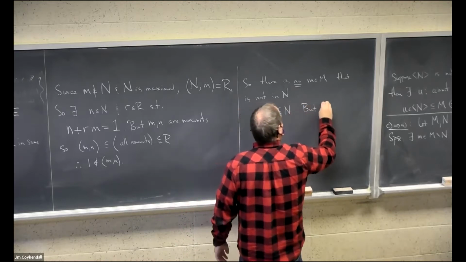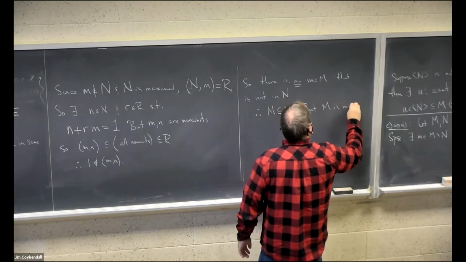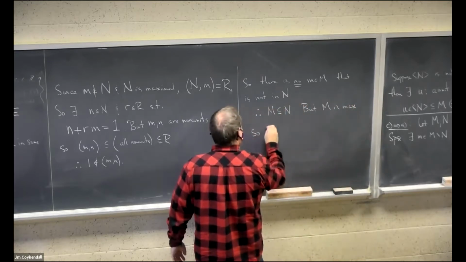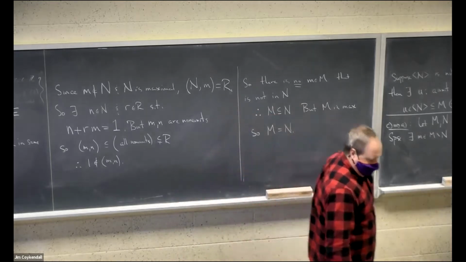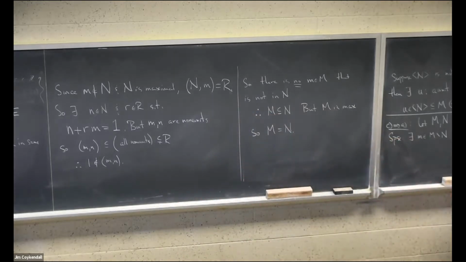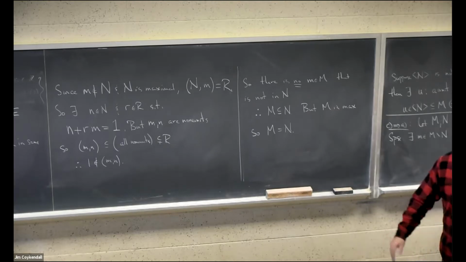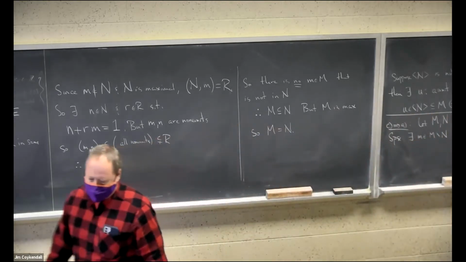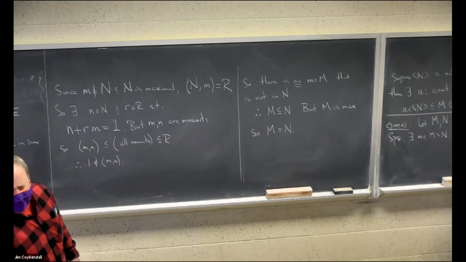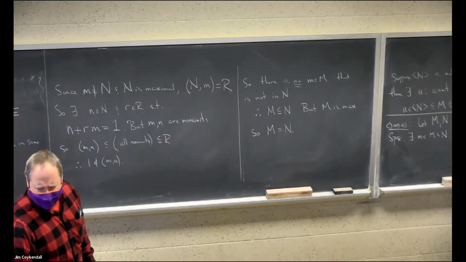But M is maximal. So we conclude that R is quasi-local because there's only one maximal ideal. Any two maximal ideals are equal to each other. Okay. Any questions?